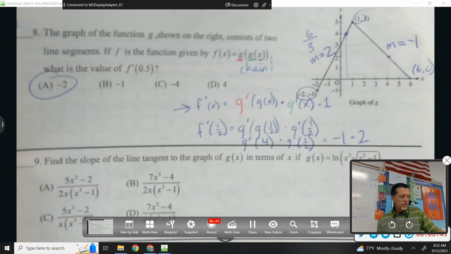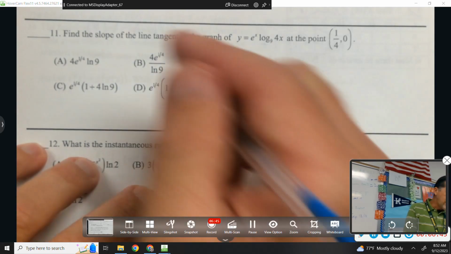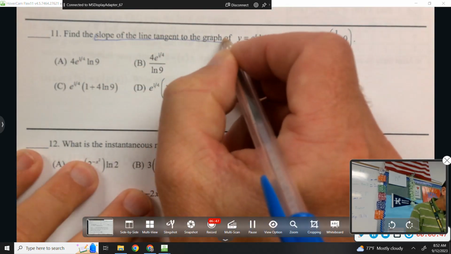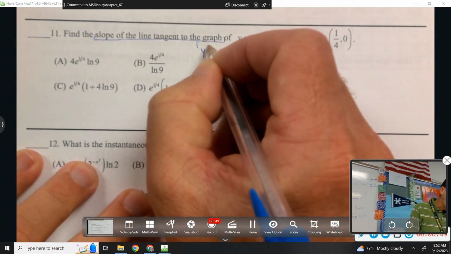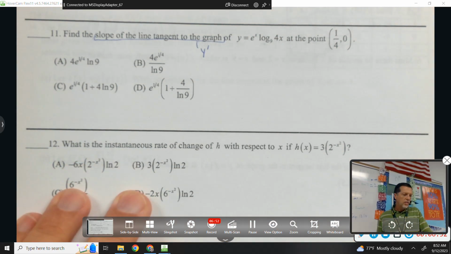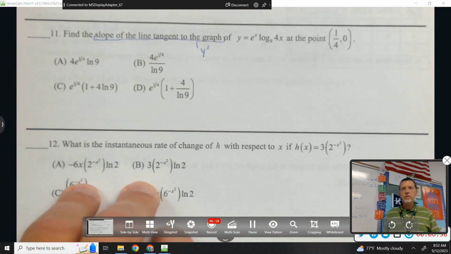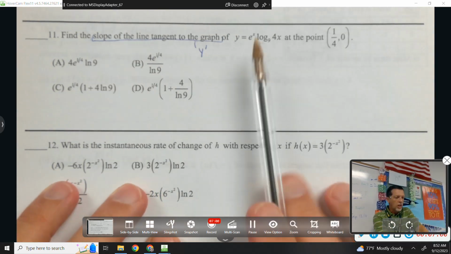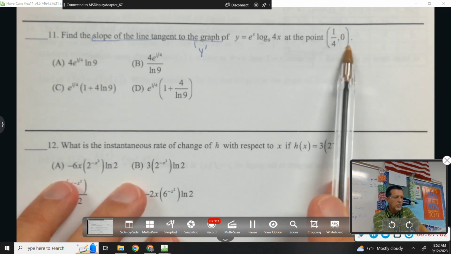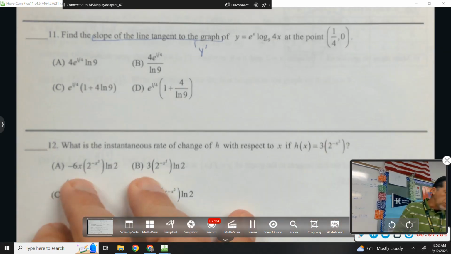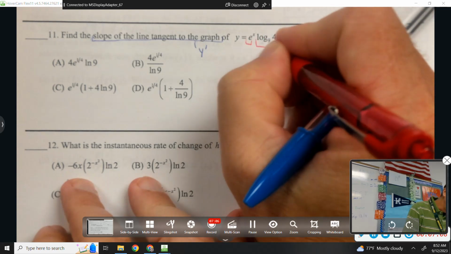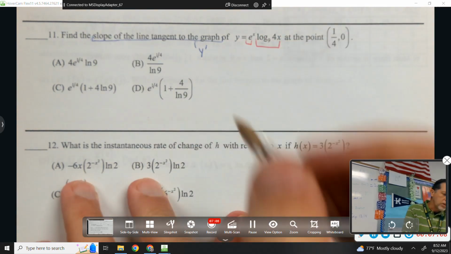Number 11. Find the slope of the line tangent to the graph. Okay, so that's fancy talk for y prime, for y equals e to the x log base 9 of 4x at the point (1/4, 0). Look, mouthful. So take a derivative, and then plug in 1/4. The derivative, though, is going to involve the product rule.